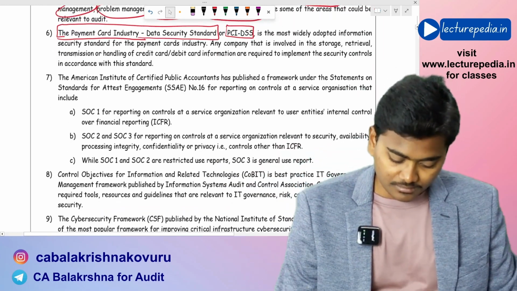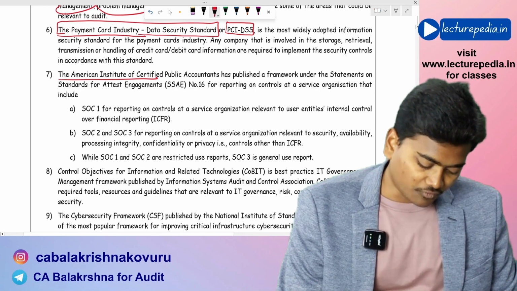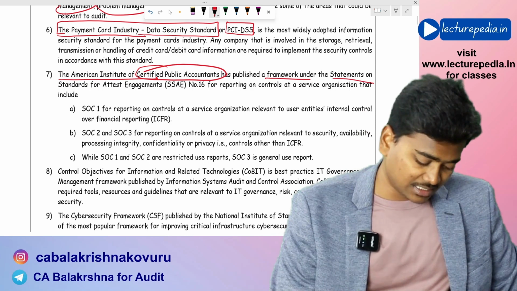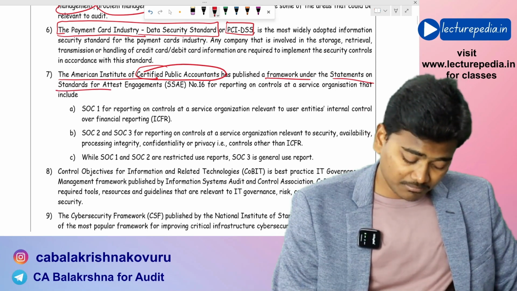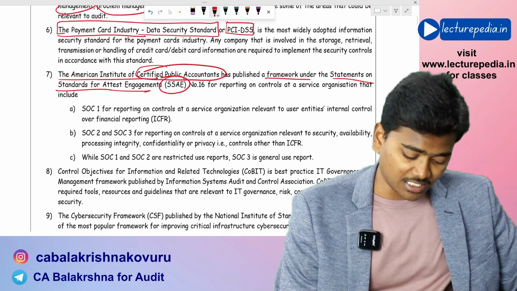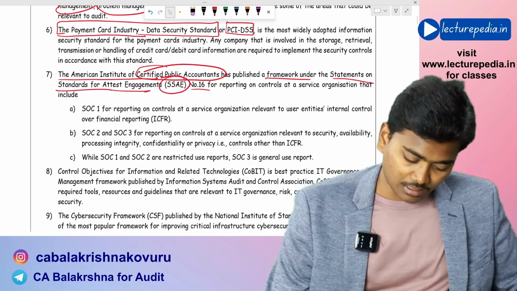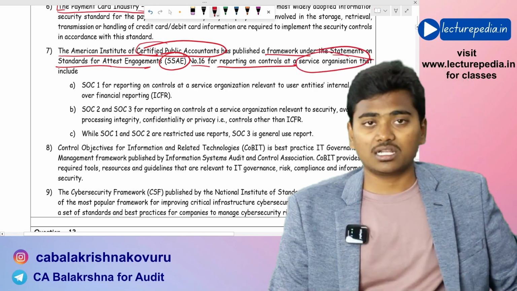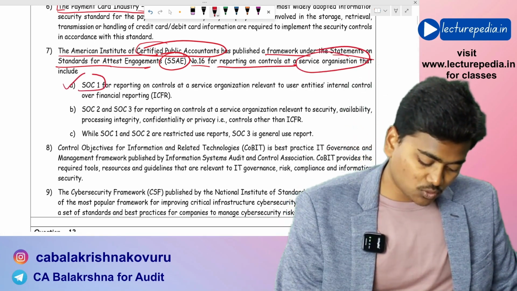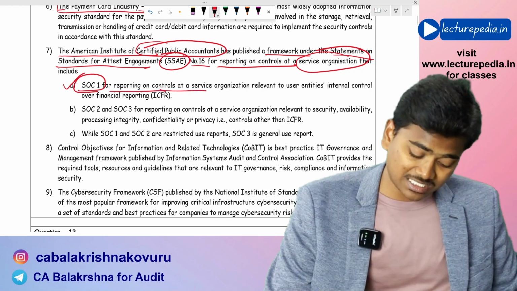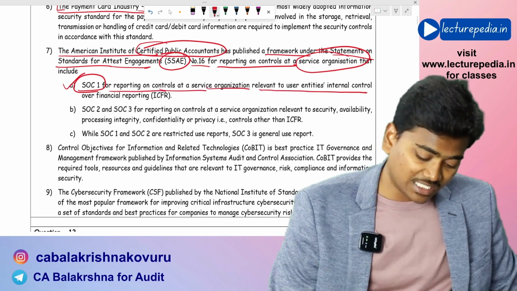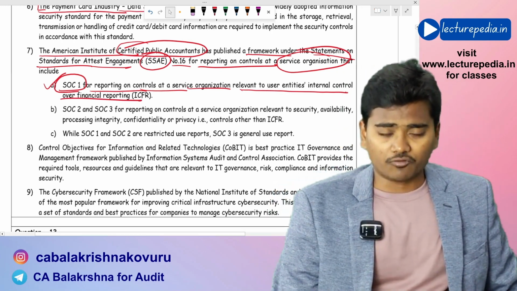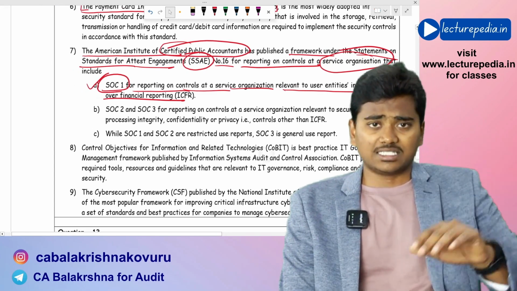Okay, next, the American Institute of Certified Public Accountants has published a framework under the Statements on Standards for Attestation Engagements, SSAE number 16. As per this standard, for reporting on controls at a service organization, there are three reports. One is SOC1. This is for reporting on controls at a service organization relevant to user entities' internal control over financial reporting. There is this concept of user entity and service entity.